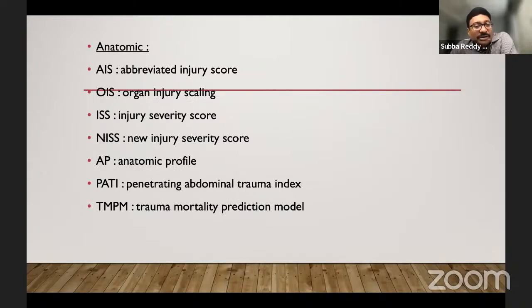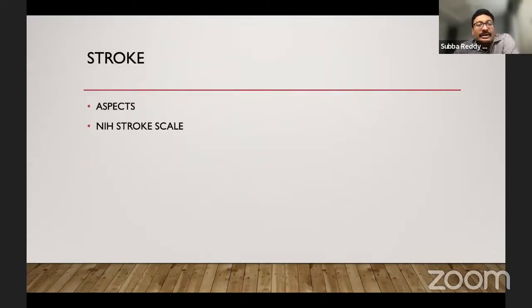We have organ injury score. We have injury severity score. We have anatomic profile, penetrating abdominal trauma index. We have trauma mortality prediction model, different scores for different diseases. These scoring systems are basically divided based on the disease and based on the physiology of the critically ill patient and based on the anatomical side.